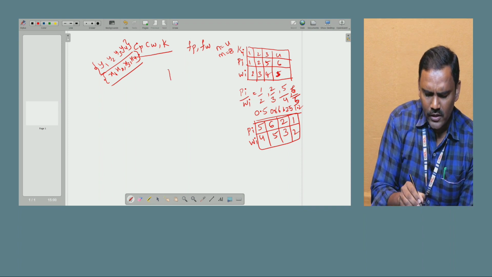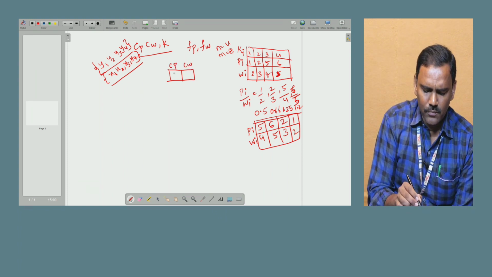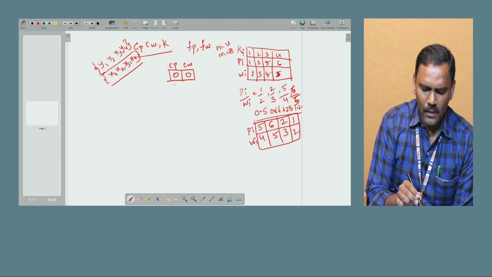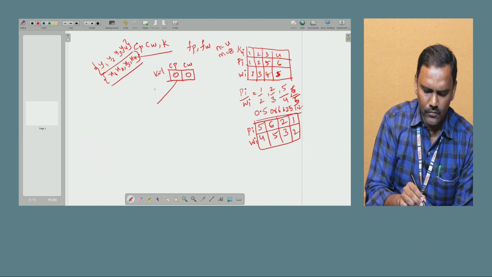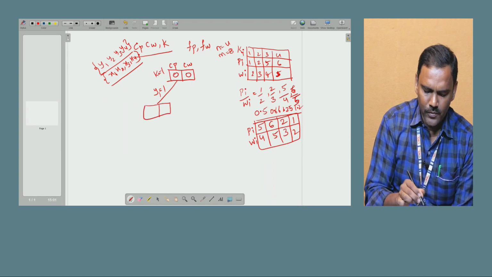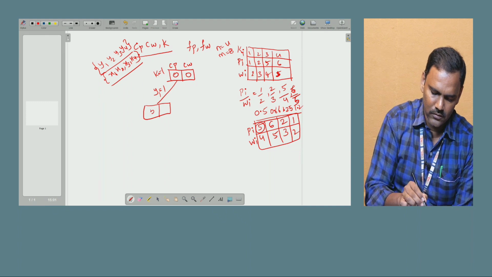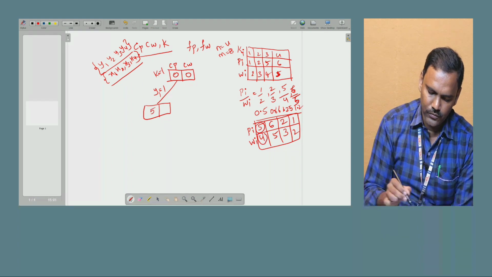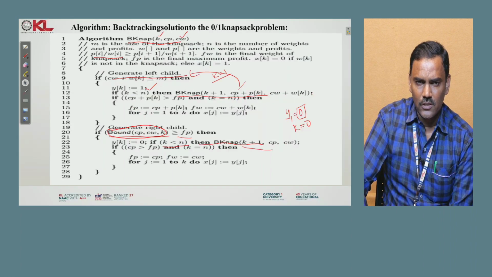Now we are going to be generating a tree where we will start with CP and CW. For the initial process we are going to take 0, and the K value we are going to take 1. Now if you check the algorithm, Y of 1 equal to 1, then you are going to be summing the profits. Here the profit equals 5, so we are going to add 5 here, and here the weight equals 4, so we are going to add the weight here. I will show you that in the algorithm so that you can understand how it is going.